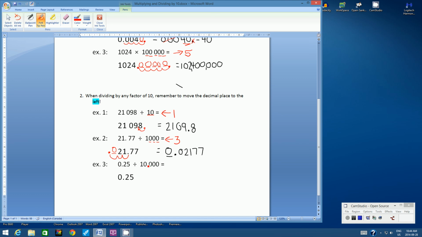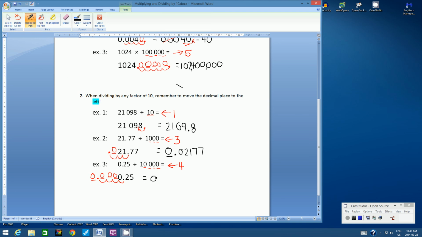0.25 divided by 10,000. 10,000 is 10 times 10 times 10 times 10. There are 4 zeros, so we know we're going to move the decimal place 4 places to the left. So this is going to be a very small number. So the decimal place starts here. 1, 2, 3, 4. Let's place the decimal. We have to fill the tenths with a 0, the hundredths column with a 0, the thousandths column with a 0, and the ones column with a 0. So let's rewrite our answer.